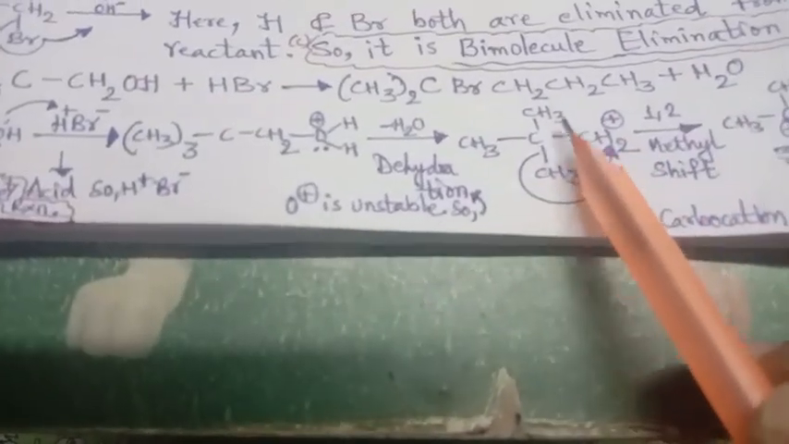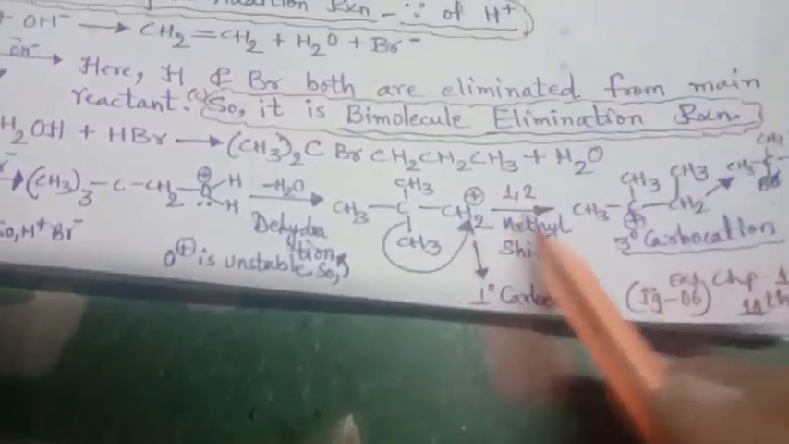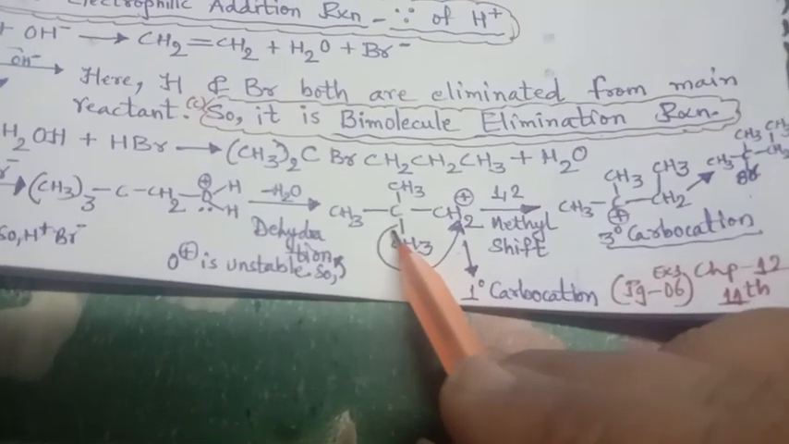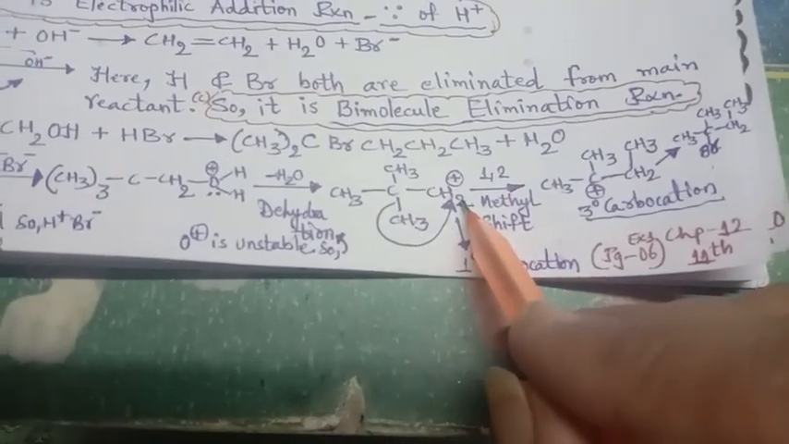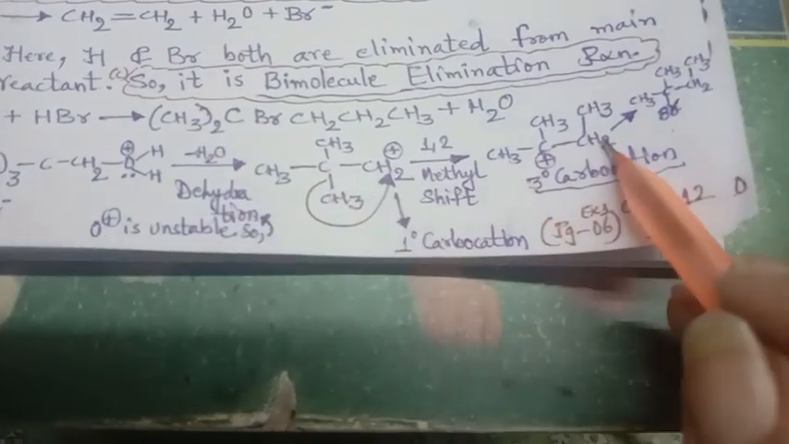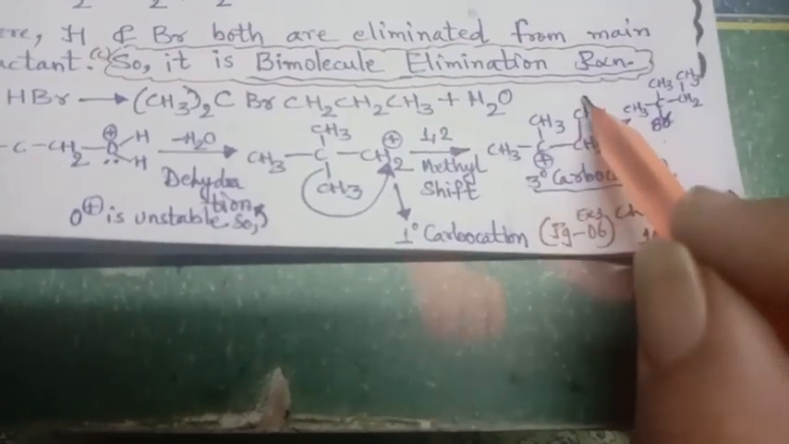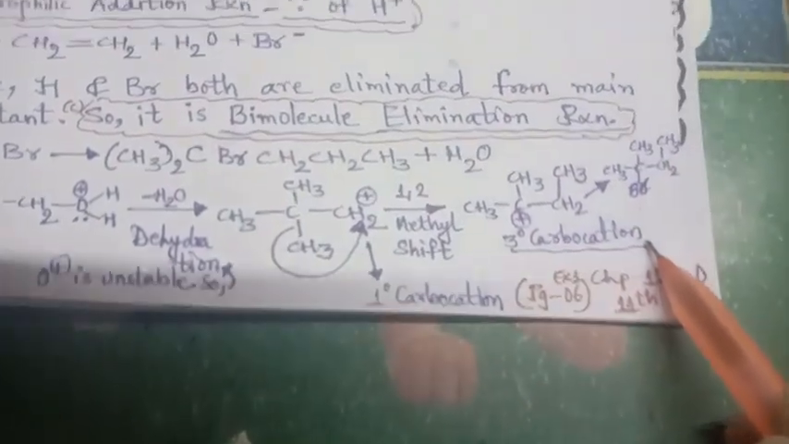So now what takes place? CH3, CH3, CH3, and now this CH2 with positive charge. So here shifting will take place. A methyl group from this first carbon will try to shift here. So it is a 1,2 methyl shift, and this positive charge will now be here as a carbocation. A primary carbocation is here. Now it will take place on 3 sides. So here, a tertiary carbocation: CH3, CH3, CH2, and this is CH3 here. So it is a tertiary carbocation.